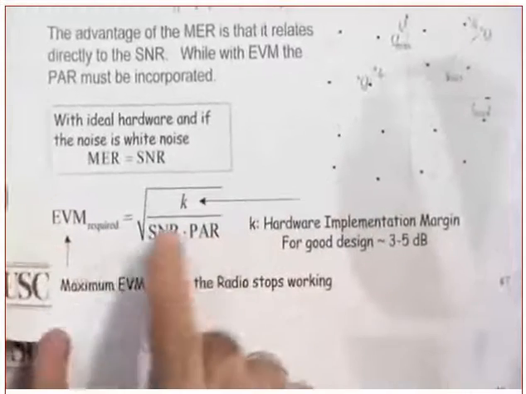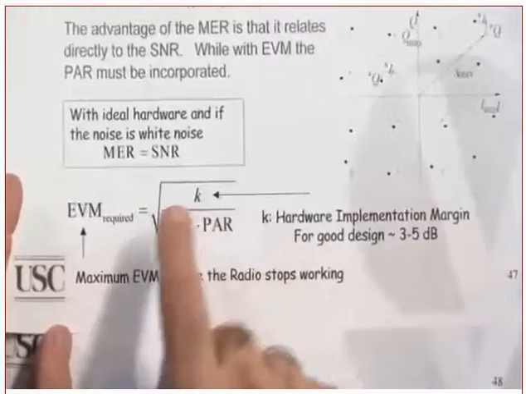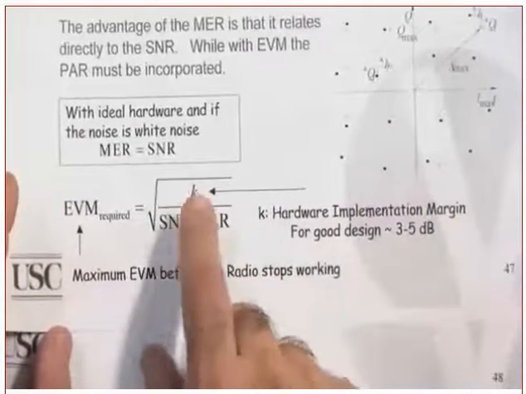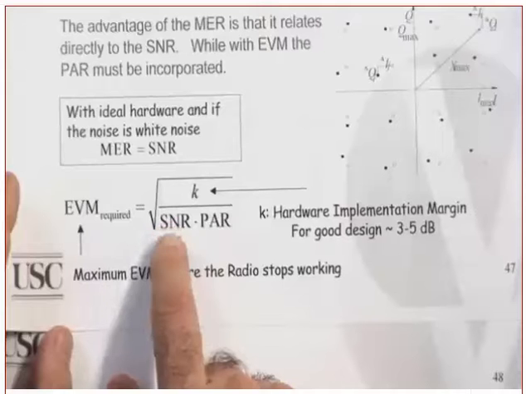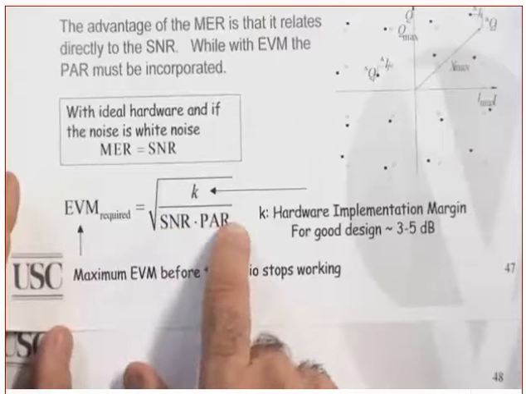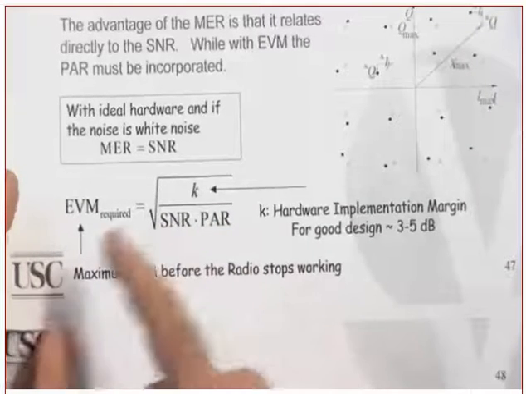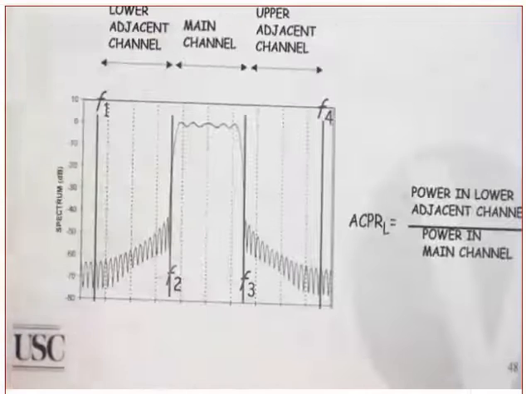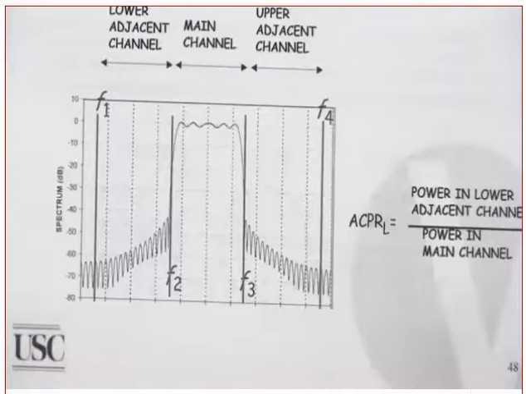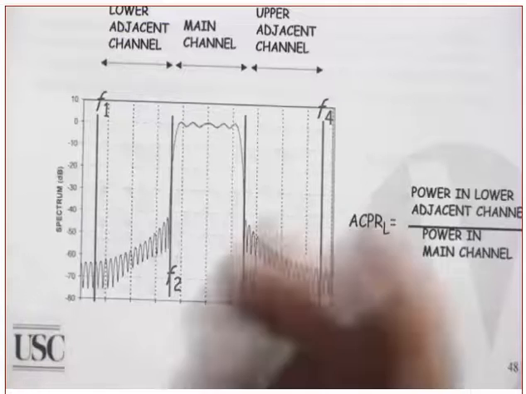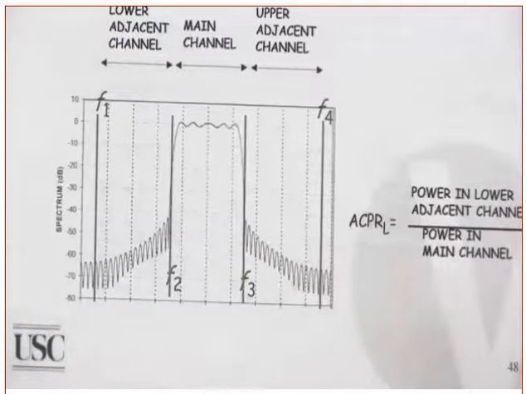Now, the relationship between them: the EVM is equal to the square root of K, which is some hardware implementation margin, divided by the signal to noise ratio times the power. Clear? That is the relationship between the EVM and the signal to noise ratio. And by the way, all of these measures, the EVM and the MER, are also a measure of the linearity, how linear your device is. Clear?